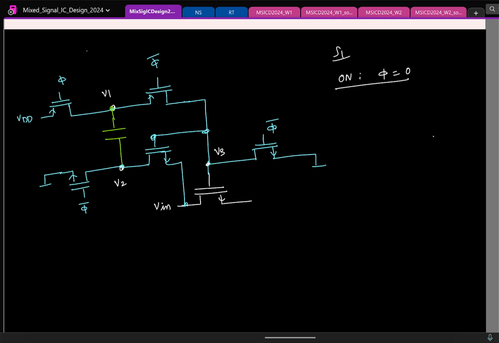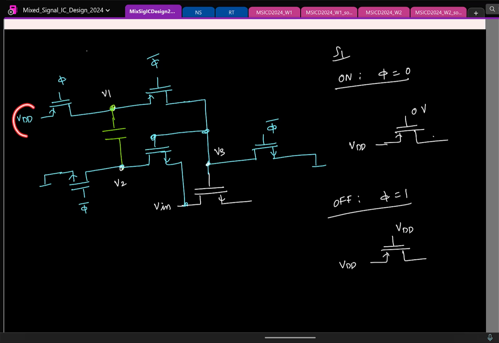So again, recollect here the voltage V1 can go more than VDD. So we'll try to make sure the switch works in both on and off states. When it is on, if I draw this, the gate will be at 0. This is at VDD. The switch turns on, no issues. Let's also see what happens when it is off. When it is off, phi is 1. To turn it off, what will I apply at the gate? I apply VDD. This side is also at VDD, no worries.